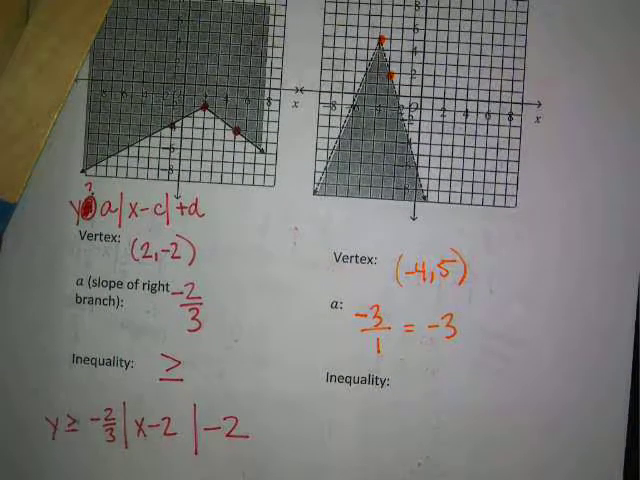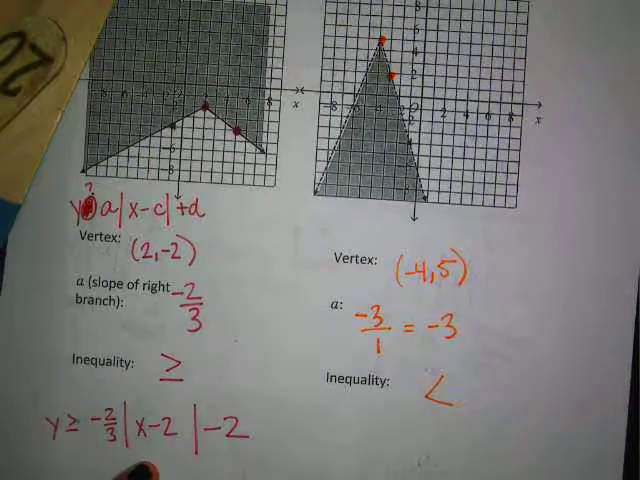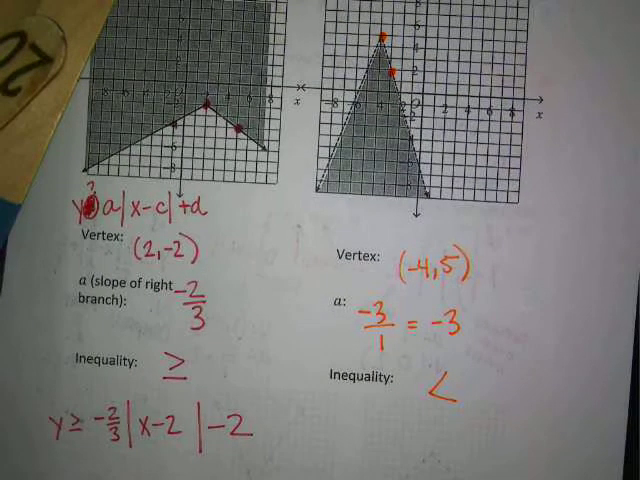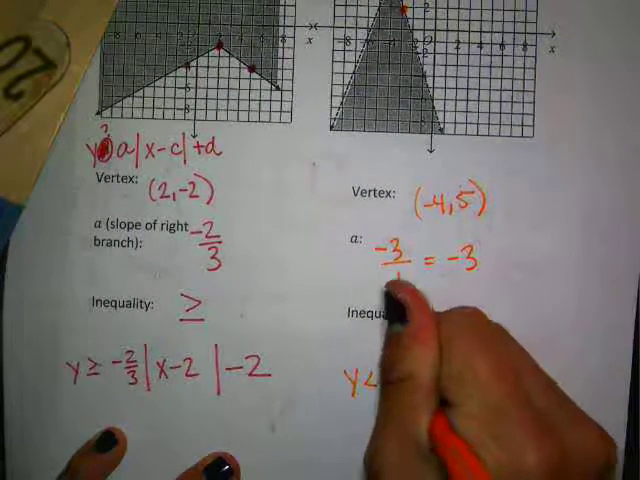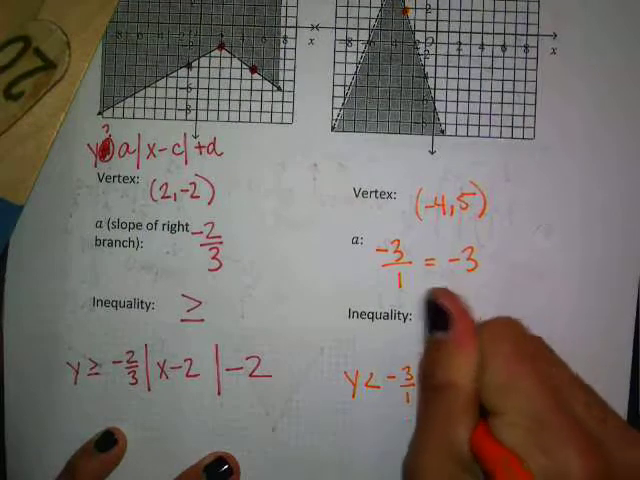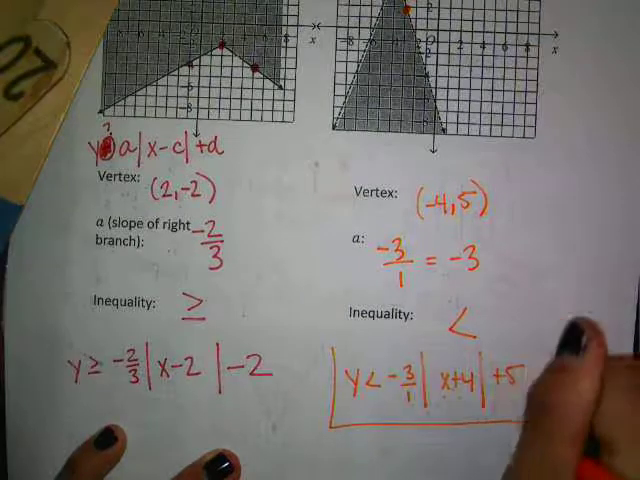All right, and for the inequality, Evelyn, shading above or below? So is it less than or greater than? And do you have the little bar underneath? No? Okay, and so then third, the equation. So y is less than negative 3 over 1, then after you write x plus 4, and then plus 5. Good job.